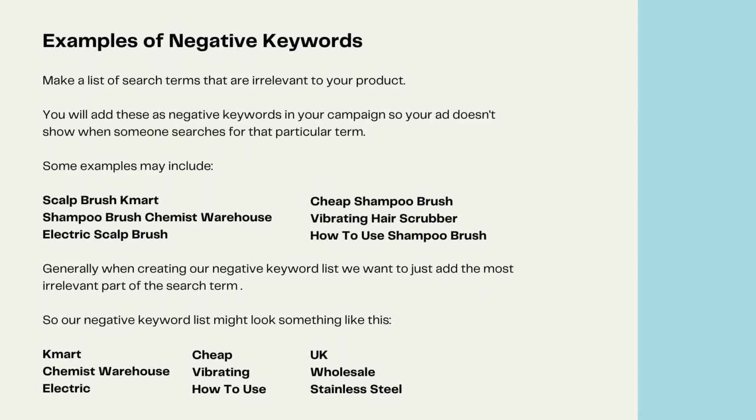And when you're creating the list, lastly, you just take the most irrelevant part of the keyword. So Kmart, Chemist Warehouse. If it was shampoo brush Kmart, scalp brush Kmart, by just adding Kmart as a negative, you won't show up for any Kmart related search terms. So I hope that makes sense.